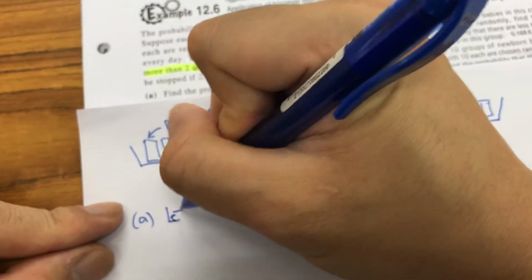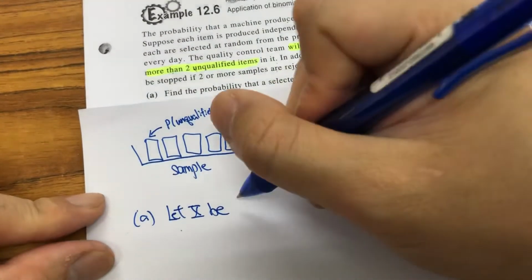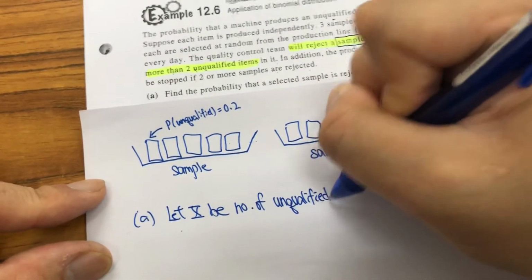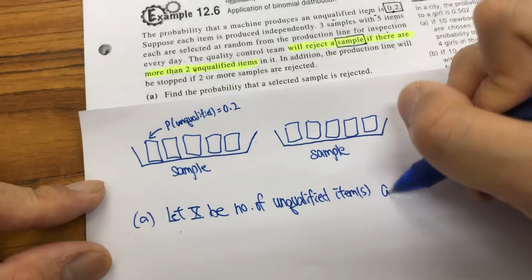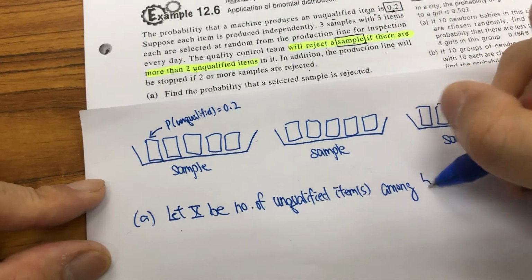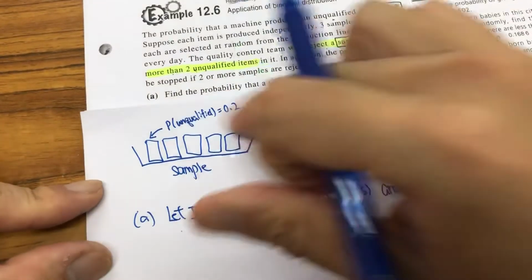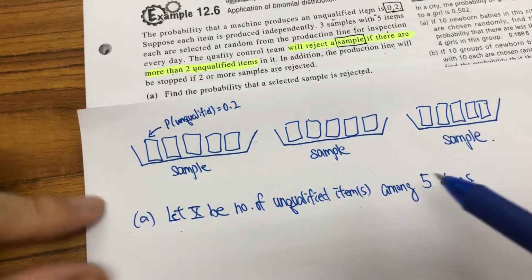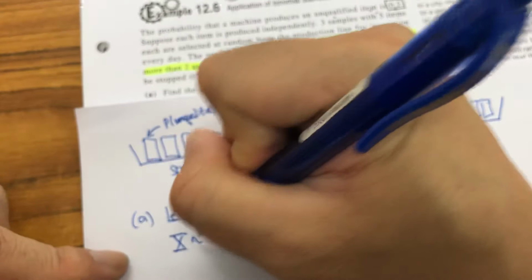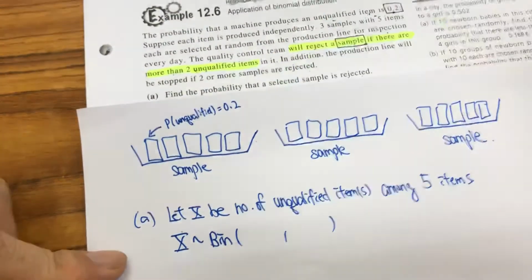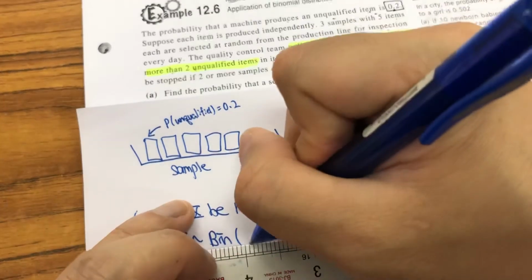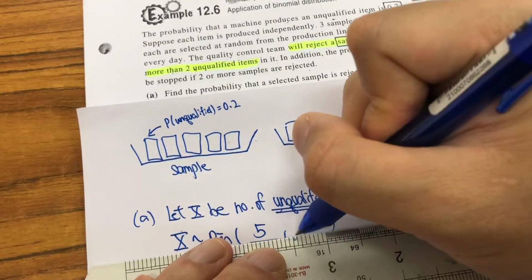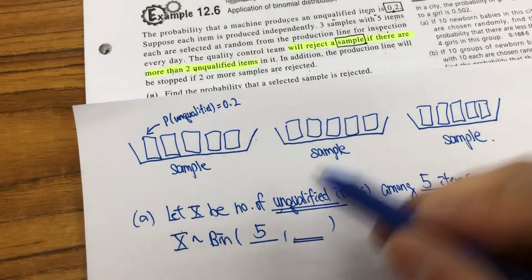Therefore, part A, you should let X be what? The number of unqualified items among 5 items, because there are 5 items in one sample. Let X be the number of unqualified items among 5 items in the sample. So X follows a binomial distribution, right? We are going to check one by one, totally 5 of them, and being unqualified is what we defined as success, with probability 0.2.